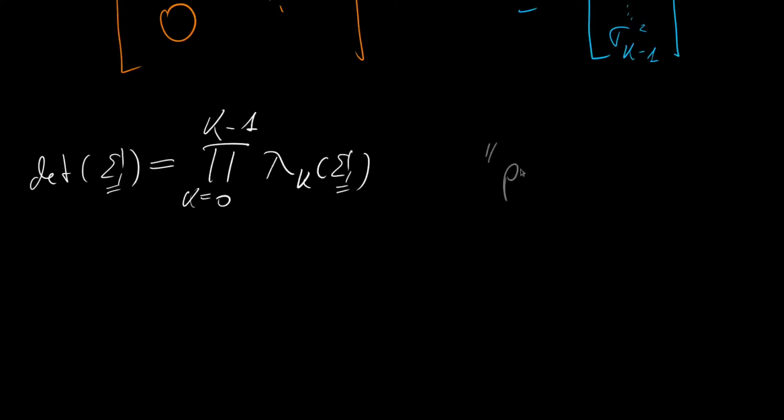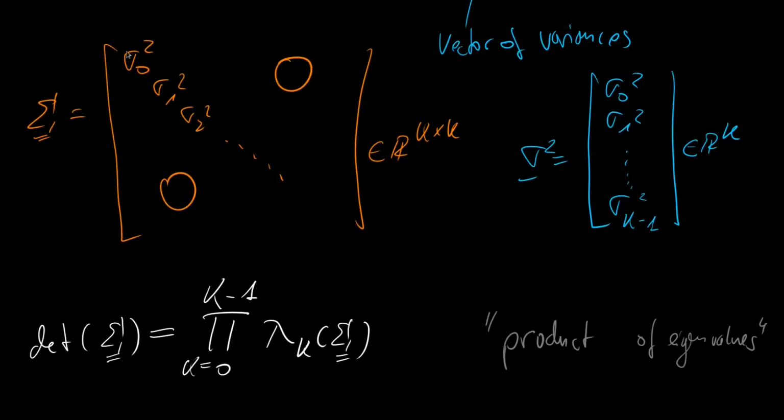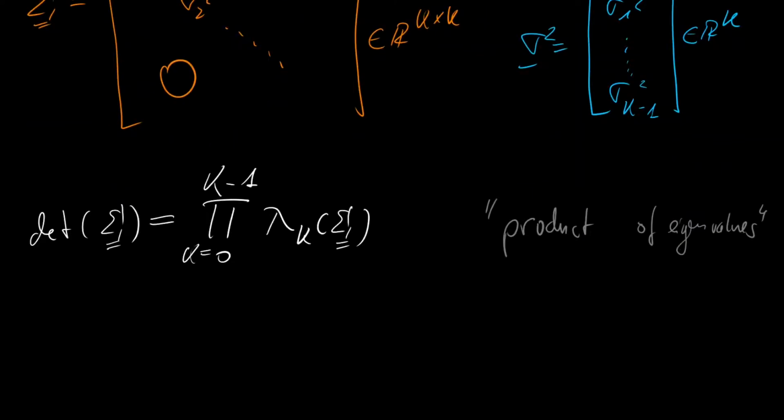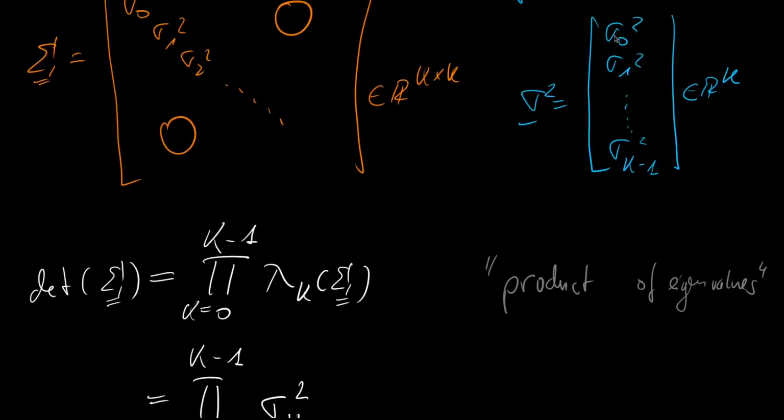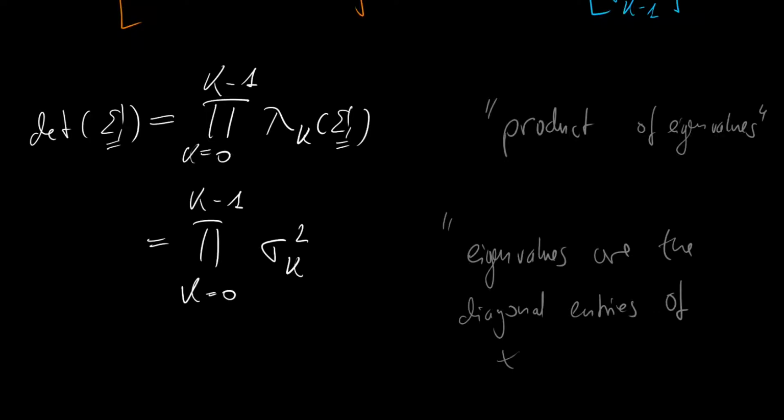Now also let me note this down. This is the product of eigenvalues. And the neat property of this diagonal matrix is that the eigenvalues of it are on the diagonal. So sigma 0 squared is an eigenvalue, sigma 1 squared is an eigenvalue, and so on and so forth. So in essence, this is equal to taking the product over the variances. So it's from k equals 0 to capital K minus 1 over sigma k squared. So it's basically just taking the product over this vector. And for reference, let us also note this down. The eigenvalues are the diagonal entries of the diagonal matrix. And with this, we simplified our multivariate normal by quite a bit.